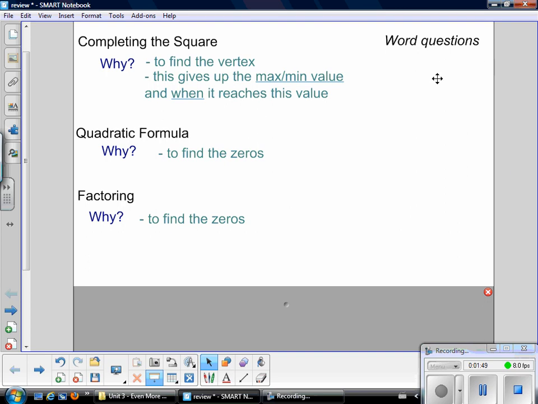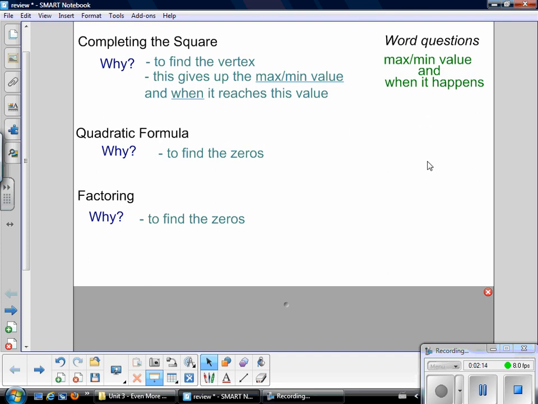So when it comes to word questions, how does all of this fit together? Well, we complete the square if the question says maximum or minimum value. So as soon as you see that word, when is the maximum, or what is the maximum, what is the minimum, when does it happen, all of that tells me that I need to complete the square to solve it.